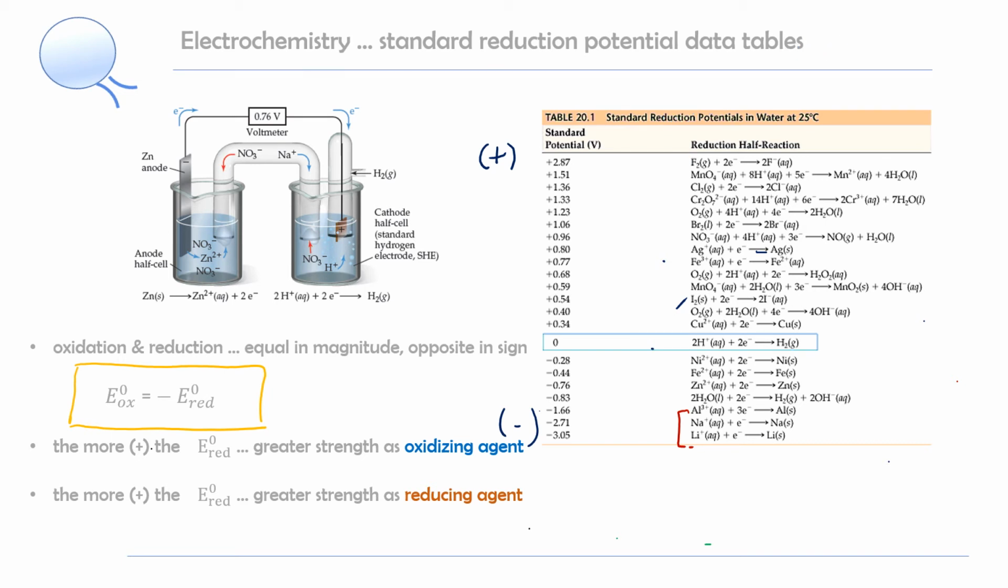And then we can consider the opposite. Okay, if you want to look at species that are your best reducing agents, they're best at giving up electrons, those are going to be the ones that have the most negative reduction potential. So down here at the bottom, okay, these substances are those that most readily give up electrons. So these are your strongest reducing agents.